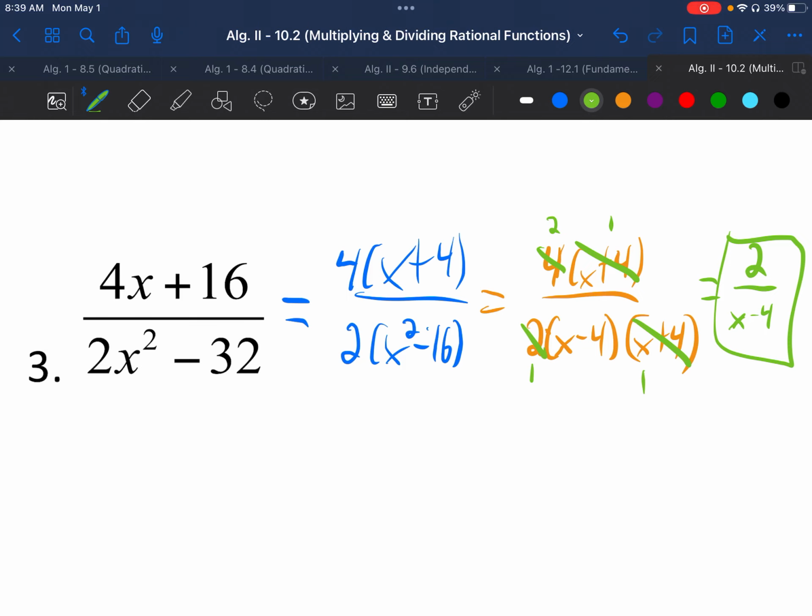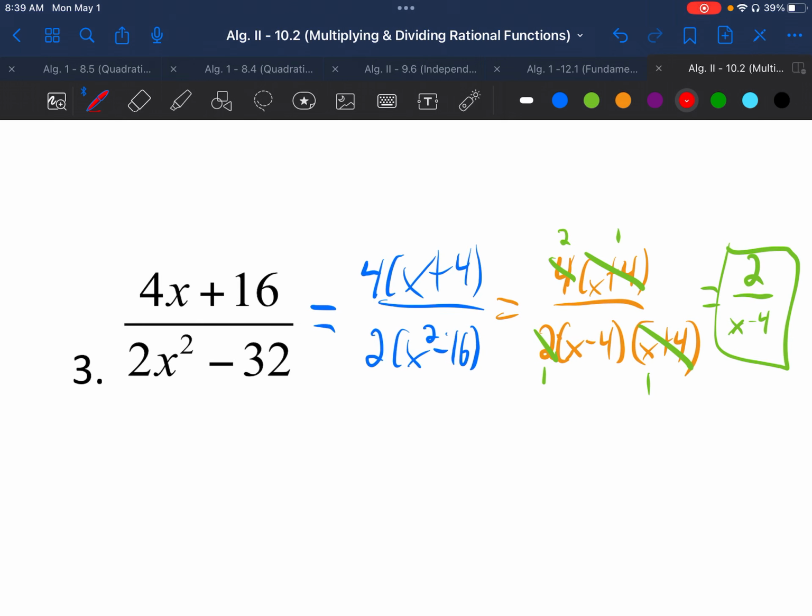Neatly enough, if you were to, for example, just plug in a number, let's say we plug in 2 as x. We get 4 times 2, which is 8, plus 16, that's 24. The bottom, 2 squared is 4, times 2 is 8, 8 minus 32, that's negative 24. So that would give us 24 over negative 24, that'd end up giving us negative 1. Well, if we plug in x is equal to 2 here, we end up getting the same thing. We'd have 2 on the top over 2 minus 4.